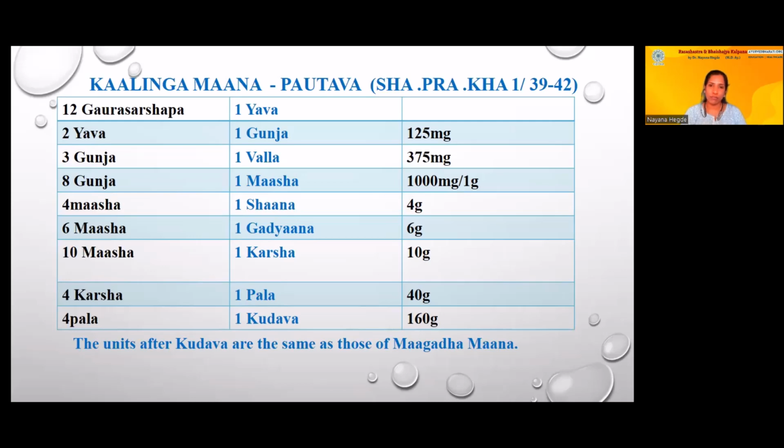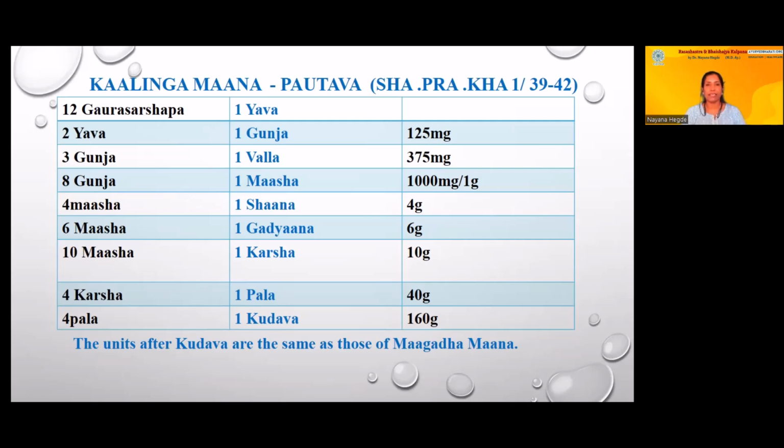Magadhiya Pautavamana we have studied in the previous video. Kalinga Pautavamana is accepted by Sushruta. It is a little inferior compared to Magadhamana; Magadhat Uttaram they have given. It is followed in Kalinga Desha, and these measurements are small. So, what is the measurement they have given here? Here, the basic unit they have considered is Sarshapa, Gaura Sarshapa.